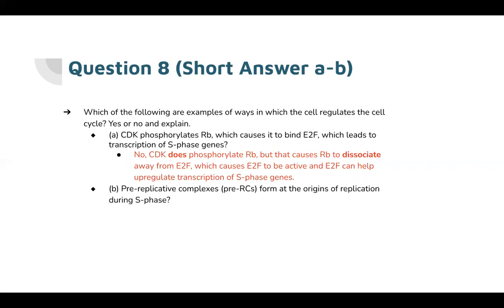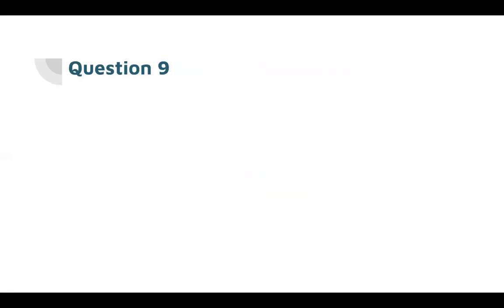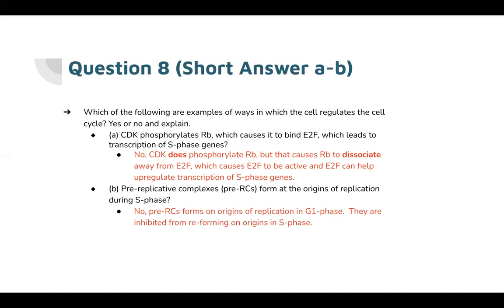All right, B here. The pre-replicative complex, the pre-RC, forms at the origin of replication during S phase. No. The pre-RC forms on origins of replication in G1 phase, and it is inhibited from reforming on origins in S phase. So make sure you understand that. Like I said earlier, it'll make more sense next week. Any questions on any of those?